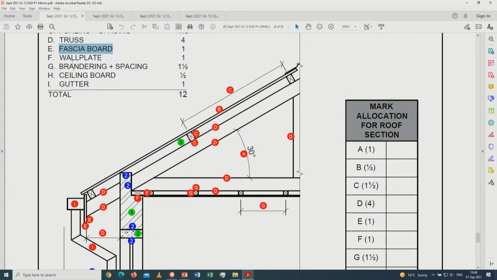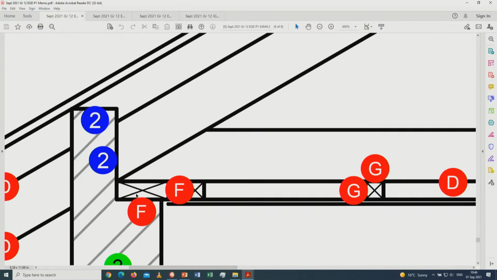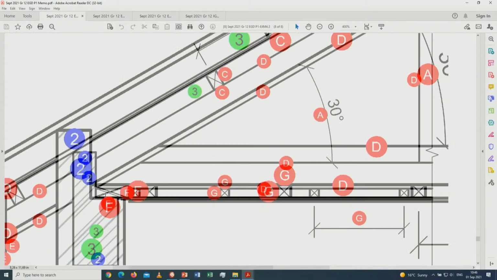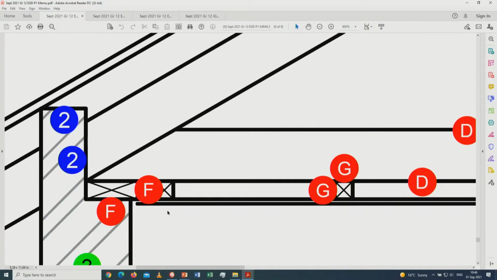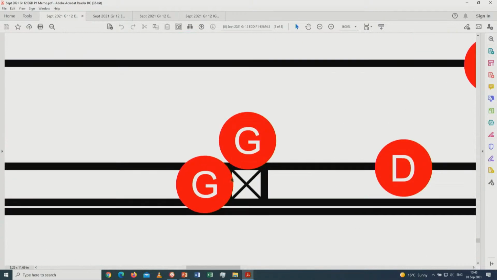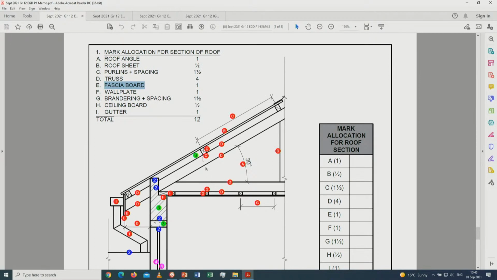Then the wall plate. That is the wall plate itself, 2 marks for that. It must have a cross going through. And then for the wall plate, the brandering, the spacing of it. Remember, this wall plate can be enlarged for the cornice to be put onto that part, or it could be a secondary brandering that's been placed over here. The spacing is important, that's G over there. And then of course, how does it look? Cross through, square. Then you get 2 marks, half marks for that. So that's 1.5 marks for the brandering itself and the spacing of it.